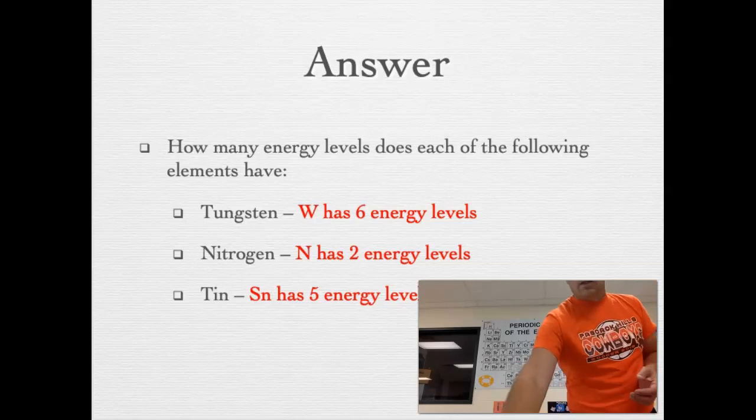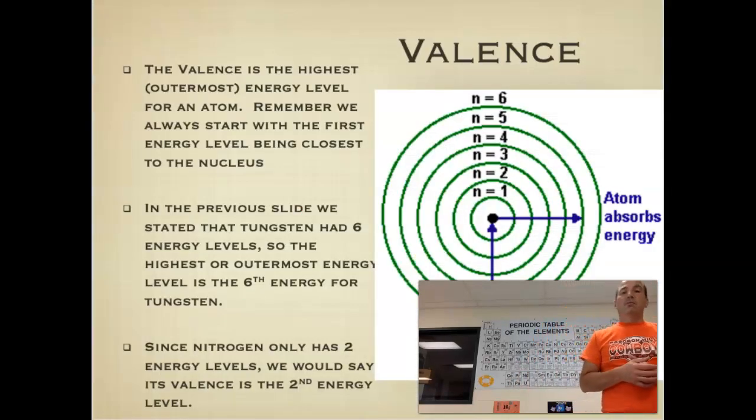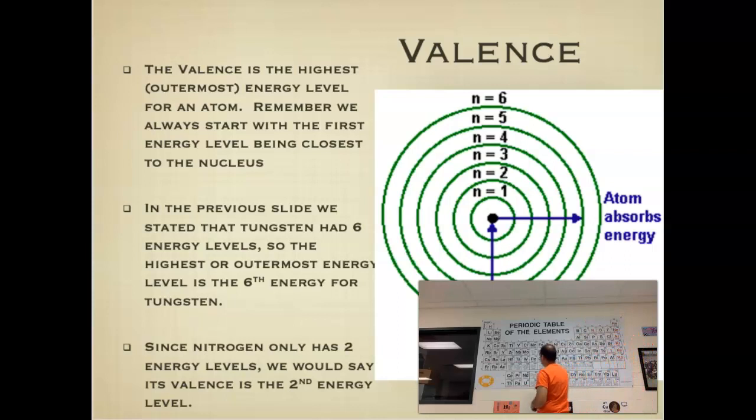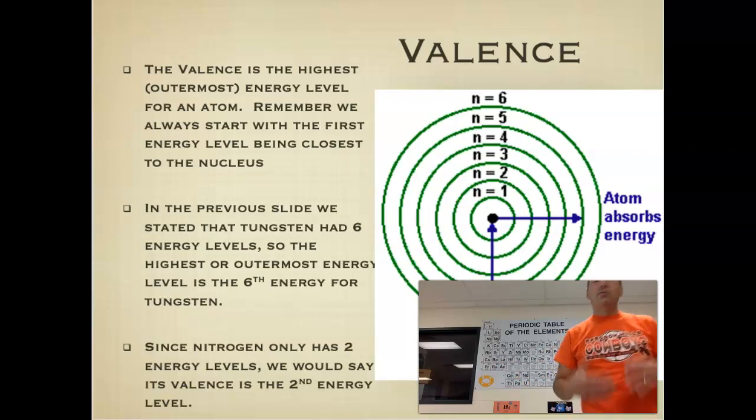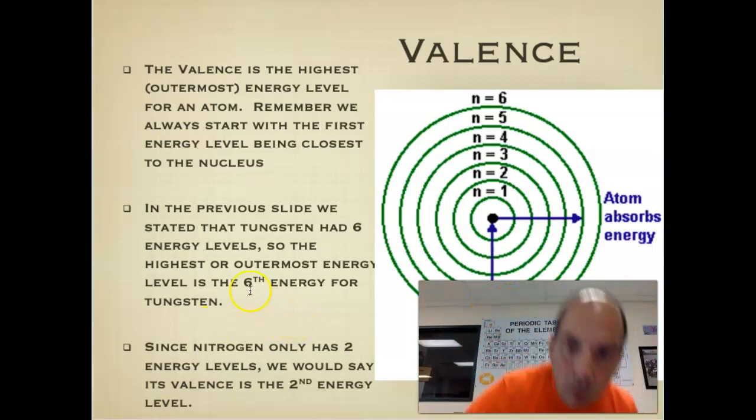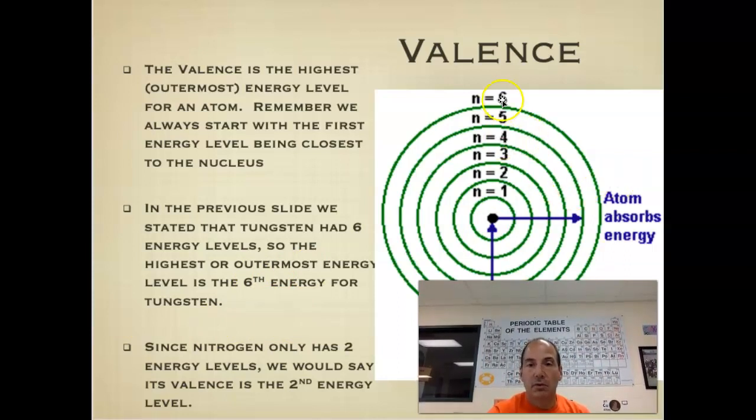So now we have to talk about this term called valence. Valence is the highest energy level. A moment ago we said that tungsten had 6 energy levels. So if tungsten has 6 energy levels, then the 6th is its highest one, meaning it's the furthest from the nucleus, it's the outermost, and we call that its valence energy level. This one out here for tungsten would be its valence, whereas nitrogen only had 2, so it would go 1, 2, so the 2nd is its valence energy level.